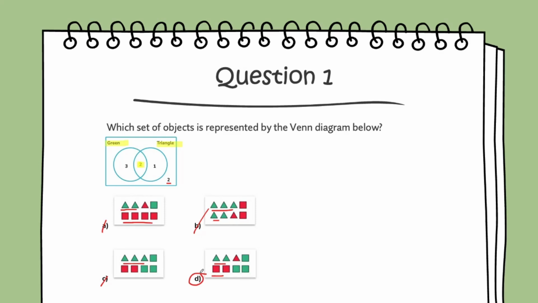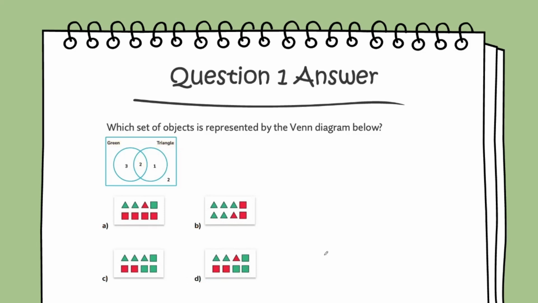Just to make sure that everything else is correct, let's look at this part here. What this 3 represents is that we've just got three objects that are green and not necessarily a triangle, right? So 3 objects that are green. As you can see, that's what we've got here: 3 squares that are green, but they're not a triangle. And then we should have 1 triangle that is not green, and we can see that here as well. So option D is the correct answer. That's what we just found out.